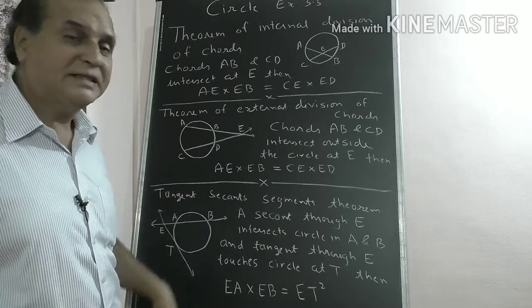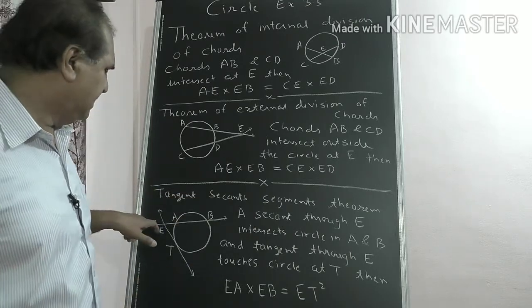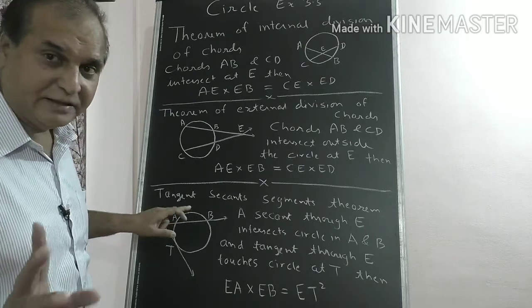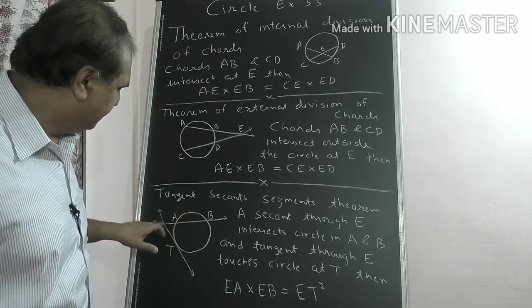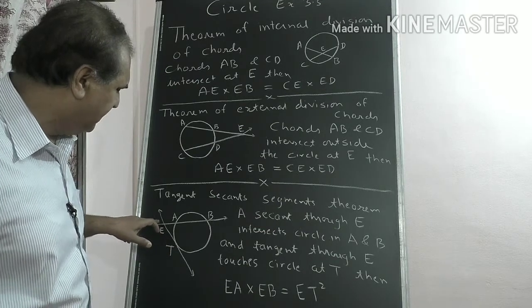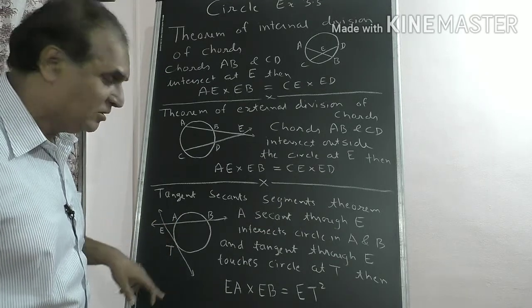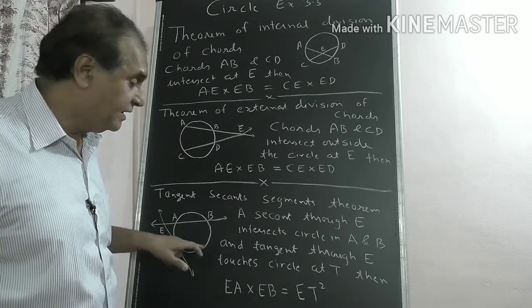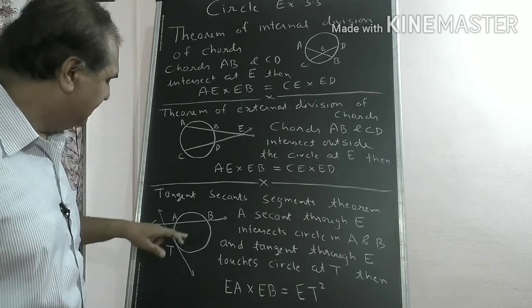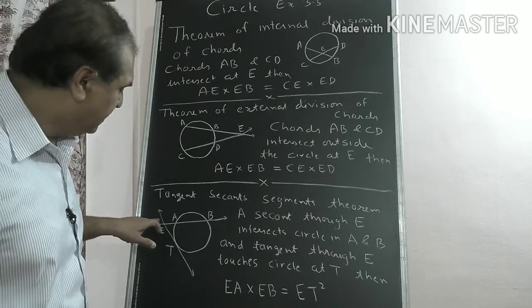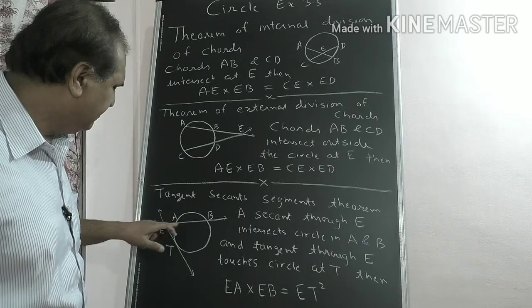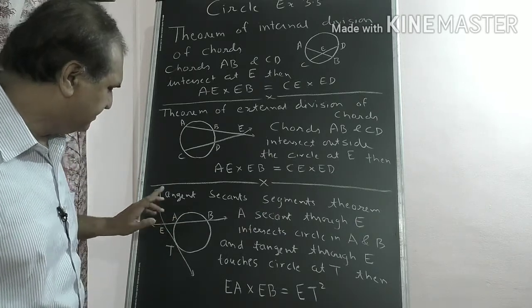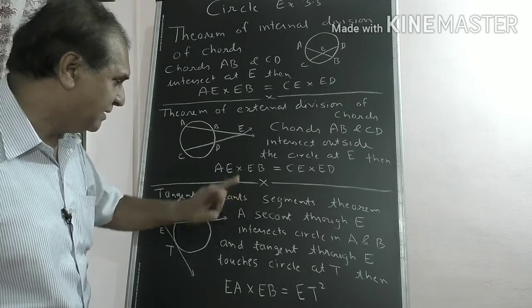Next is the tangent secant segment theorem. See here, one tangent and a secant intersecting. The tangent at T intersects at E, meaning through E the tangent is passing and the secant is also passing. They must have a common point of intersection. Without that we cannot use the formula. EAB is a secant and ET is a tangent at T.